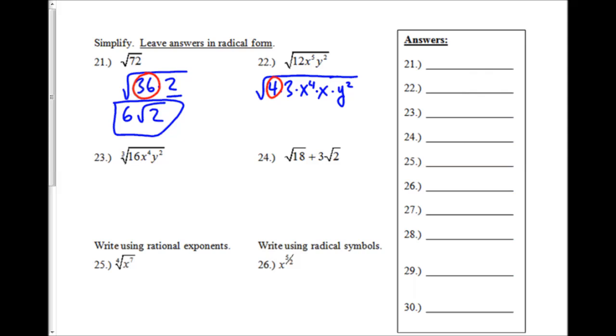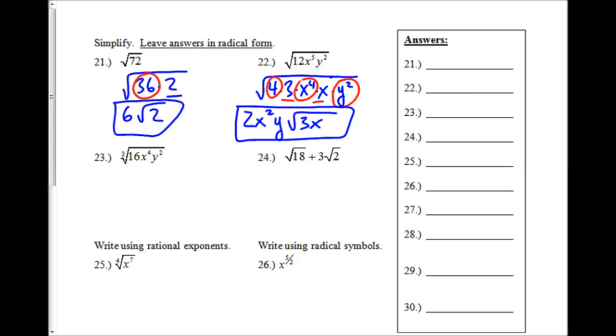The square root of 4 is a 2. It goes to the outside. It's a changed number on the outside. The square root of x to the 4th is x to the 2nd. I divide the exponents. The square root of y to the 2nd is just y. Once again, I divide the exponents. And then under my square root, I still have a 3 and an x trapped underneath there. So there they are. Okay?